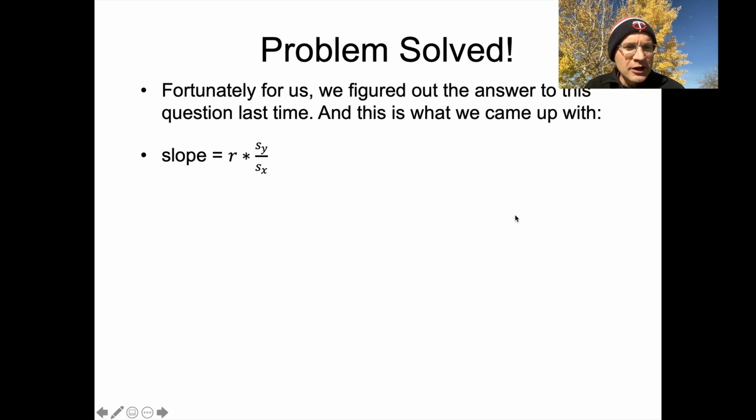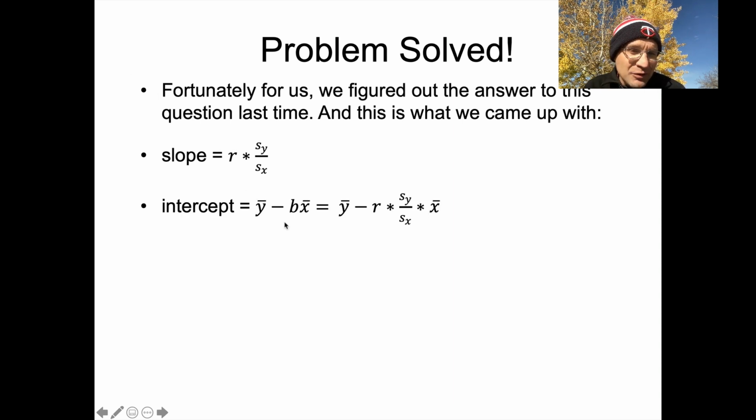The 2 parameters we care about are the slope, which is equal to R times the standard deviation of y divided by the standard deviation of x, and then the intercept, which unfortunately is a little bit more complex, but it's basically the mean of y minus the slope times the mean of x. So like I said, we're taking into consideration both the mean of y and the mean of x as we make these calculations.